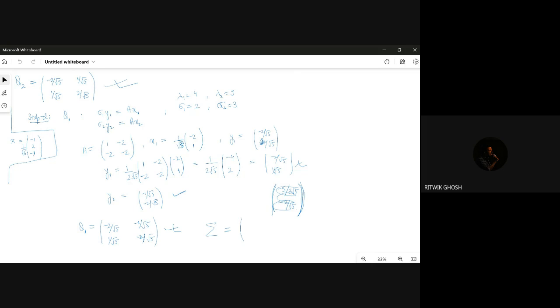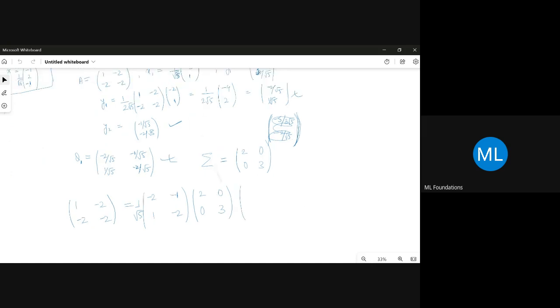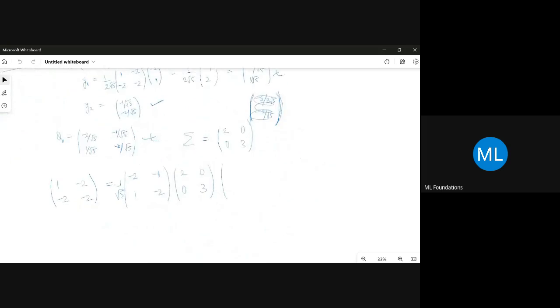Ma'am, sigma is 2, 0, 0, 3. Now you can just cross check that your matrix 1, minus 2, minus 2, minus 2 is the same as Q1 times sigma times Q2 transpose, where Q1 was minus 2, 1, 1, 2. Just check. Can you check this? Check the product.